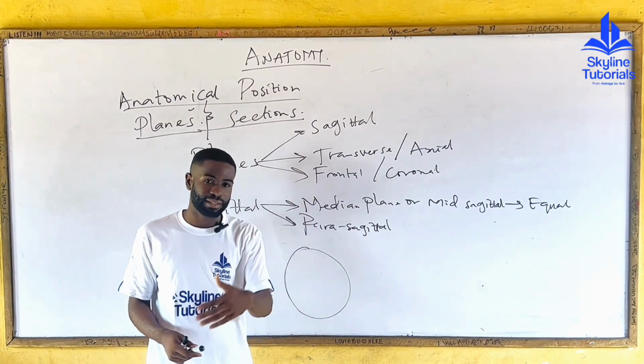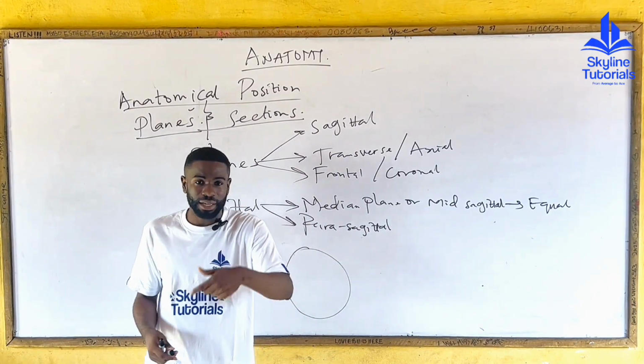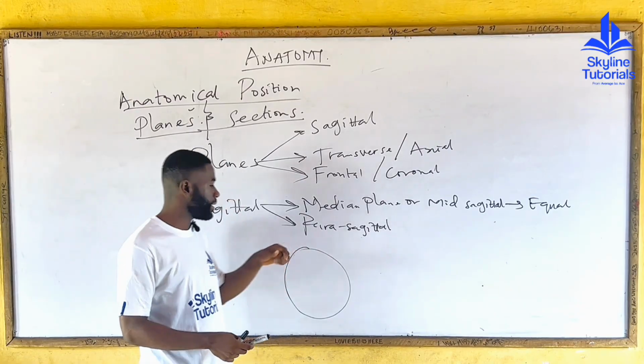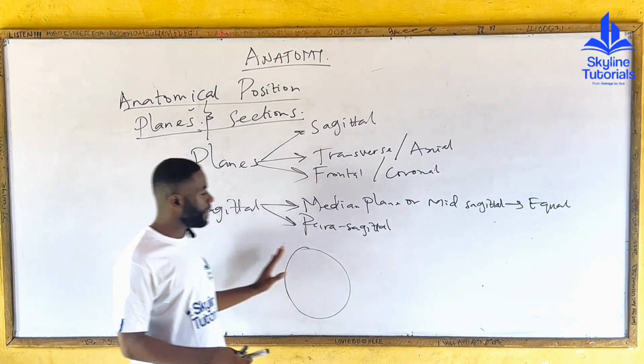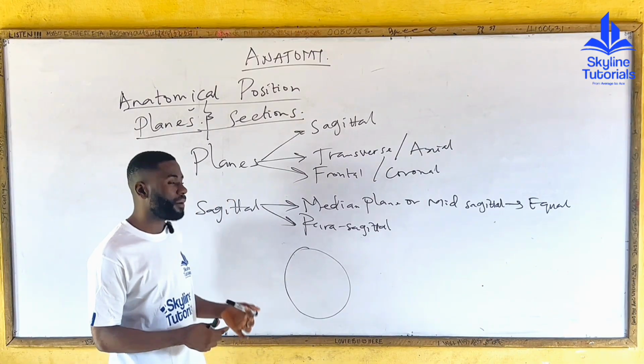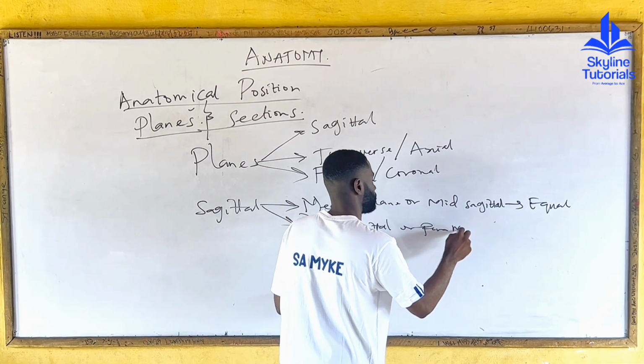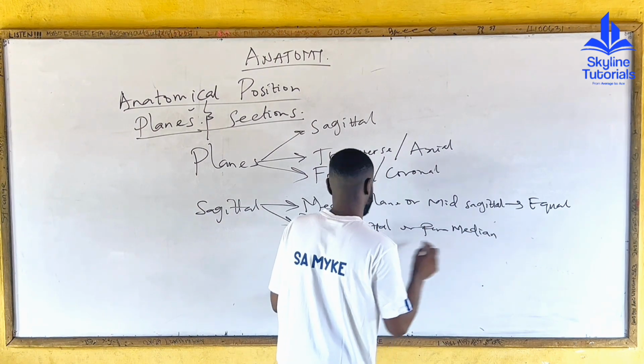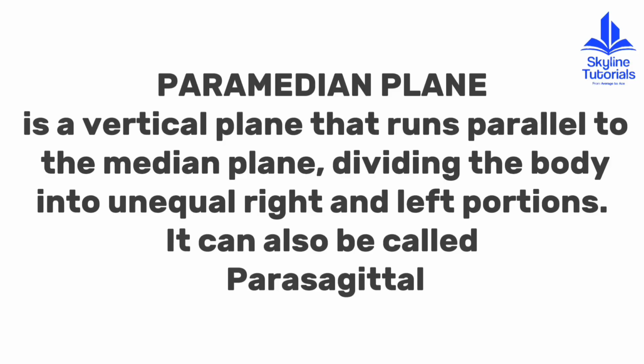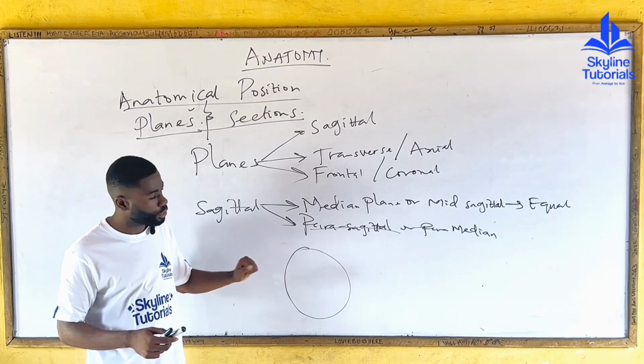Okay? Paramedics. Are they really medics? They are fields under or surrounding the medical. So parasagittal plane or paramedian. Paramedian is simply a line that divides the body into two left and right parts. It divides the body into left and right parts, but not equally.